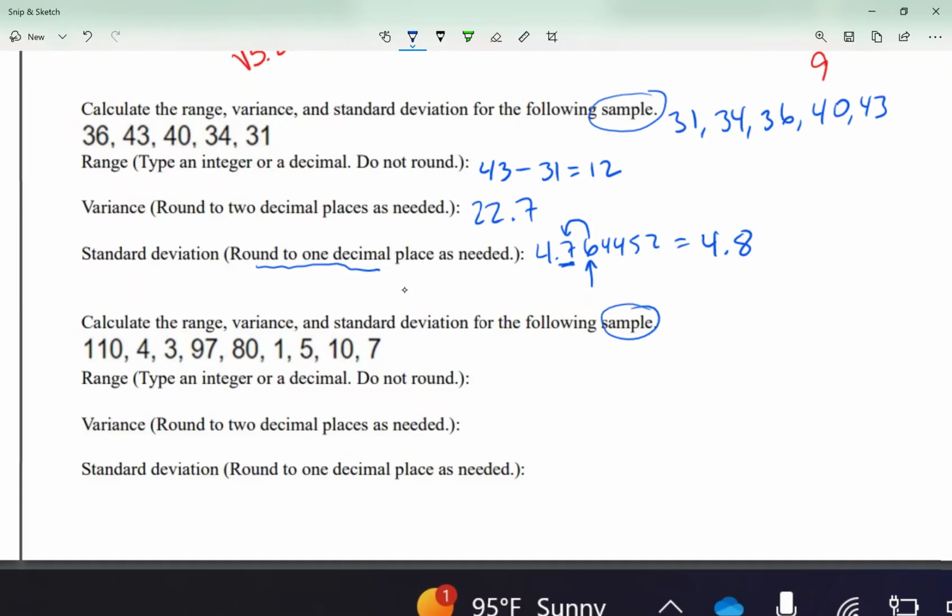Sample, okay. So first of all, the range. It's easy, right? Which is the biggest number here? 110. Minus, which one's the smallest number? 1. The biggest minus the smallest happens to be 109.